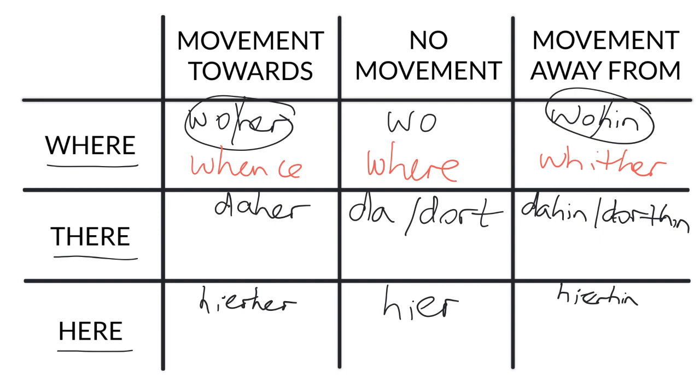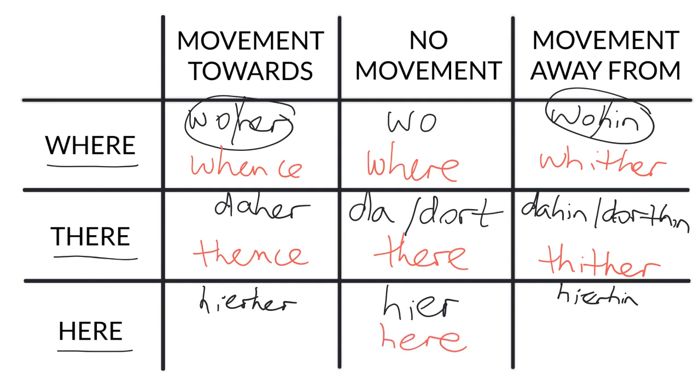The same pattern applies to the other two words there and here. So we've got there as our general word for there with no movement. Thence meaning from there, and thither meaning to there. And likewise, here is our standard word for here. But we also have hence, from here, and hither, to here.